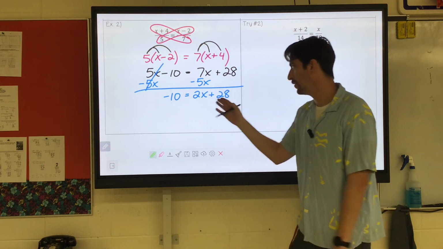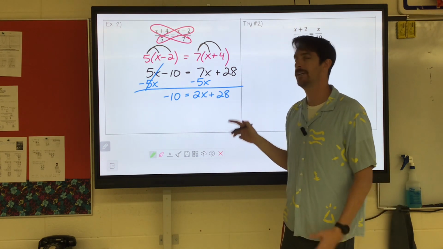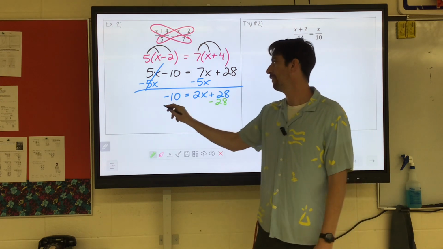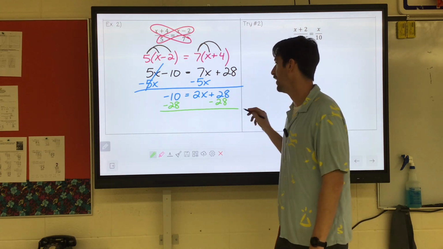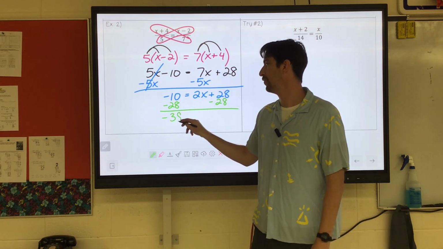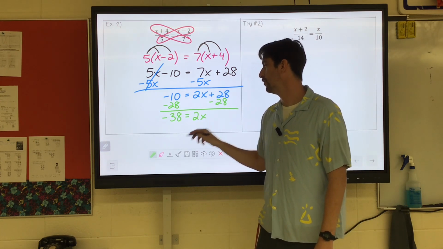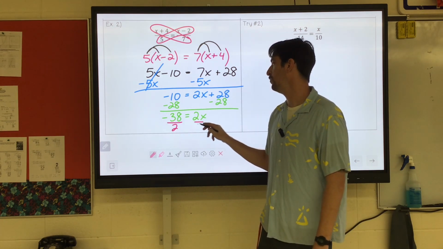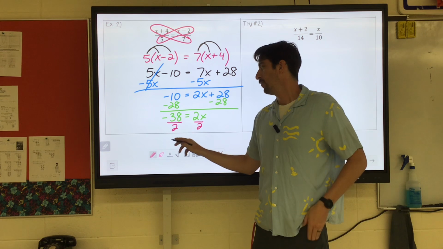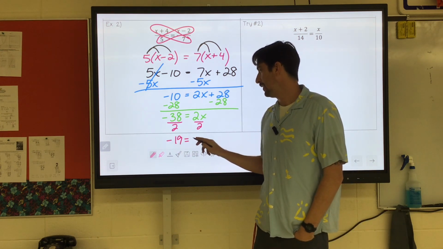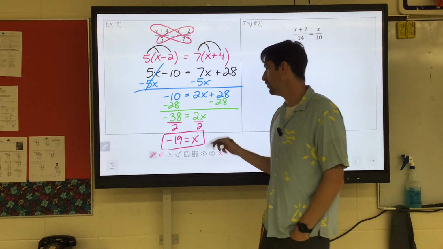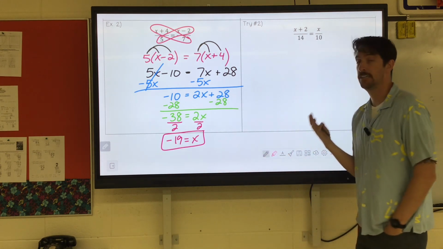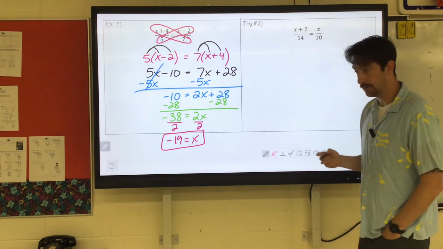Okay, we're on the side with the x over here, 2x plus 28. We can get rid of plus 28 by subtracting 28. Negative 10 minus 28 is negative 38. It's equal to 2x. That's 2 times x, so we're going to have to divide both sides by 2. Negative 38 divided by 2 is negative 19. Wow. So again, I would have you try this out, pause it, see how you do, and I'm going to start going over it now.